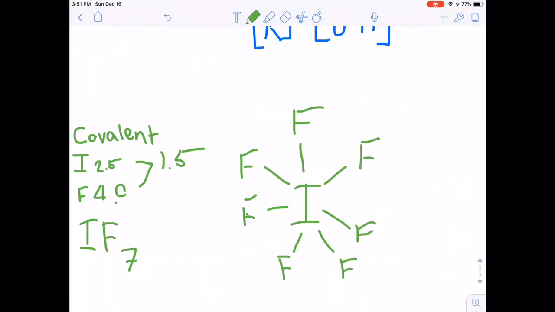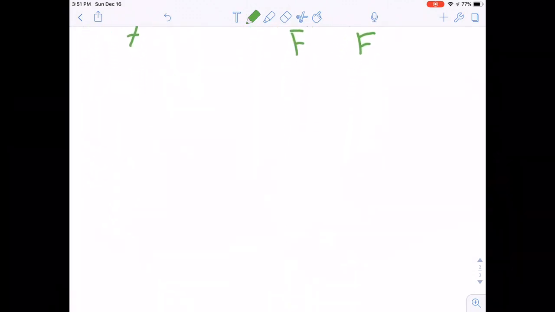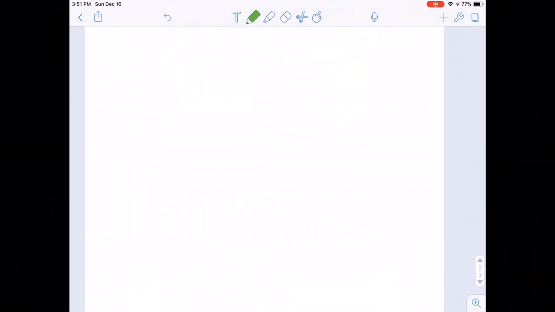And there we go. So this compound actually breaks the octet rule because it has 7 bonds, and each bond has 2 electrons. So there would actually be 14 electrons in here, which is well over 8, right? So the octet rule just means that the connecting elements will equal up to 8 valence electrons shared together.